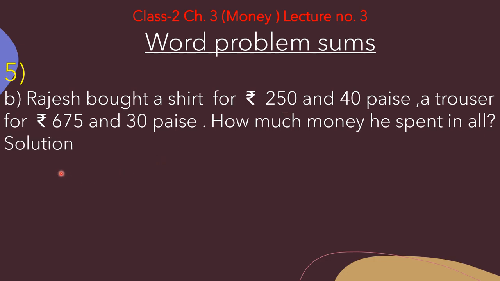So here we will do its solution. First of all, we will write rupees and paise. Now we will write 250 rupees in rupees column and 40 paise in paise column. And below it we will write 675 rupees and 30 paise. Now we have to put the plus sign here. Now we will start from paise column first. So 0 plus 0, that is equal to 0.